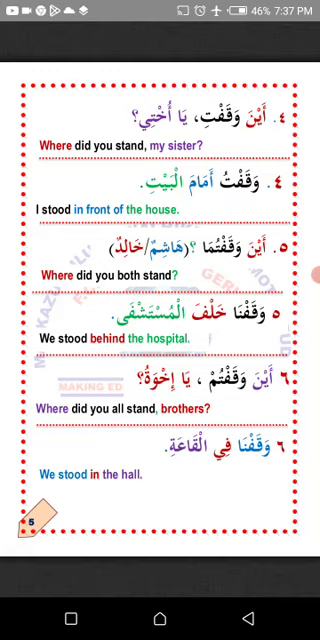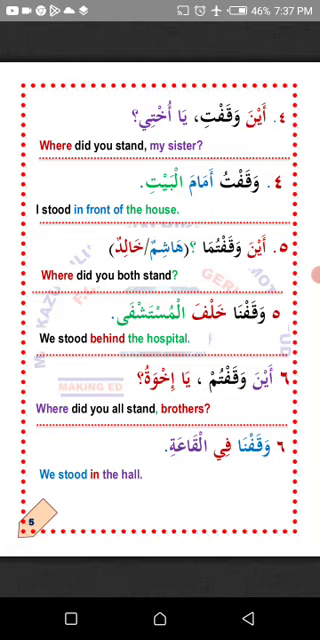Number 5. أين وقفتما؟ Where did you both stand? Talking to Hashim and Khalid. Now the answer. وقفنا خلف المستشفى. وقفنا we stood خلف المستشفى behind the hospital.